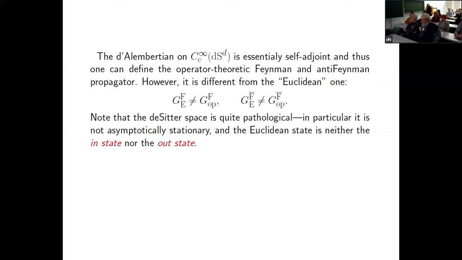So here the physical propagator is this Euclidean, and the operator theoretic one, which you obtain from the resolvent, is different in particular. Now note that the de Sitter space-time is quite pathological. It is not asymptotically stationary. It blows up exponentially to the future and to the past. And the Euclidean state is neither the in state nor the out state.